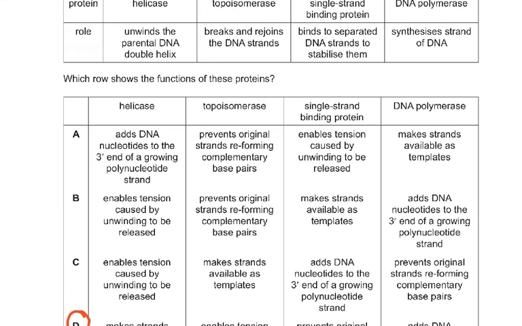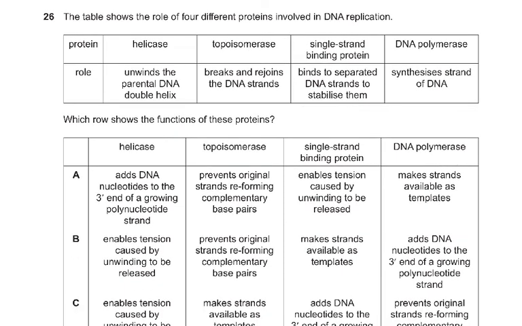Then coming to question number 26. The table shows the role of 4 different proteins involved in DNA replication. Helicase unwinds the parental DNA double helix. Topoisomerase breaks and rejoins the DNA strands. Single-stranded binding protein binds to separated DNA strands to stabilize them. DNA polymerase synthesizes strands of DNA. Which row shows the functions of these proteins? Now they've actually given you that, and they expect you to really understand if you have really figured it out, which row shows the functions.